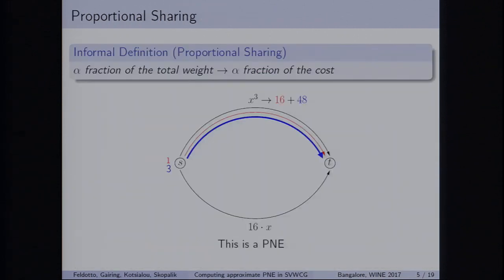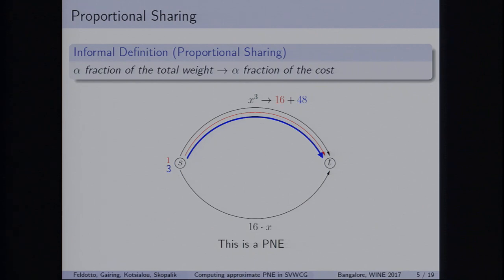Proportional sharing is the most common method that has been applied until now to congestion games. In proportional sharing, the cost share of a player is proportional to the flow that this player assigns on a resource. So here we have the previous example.